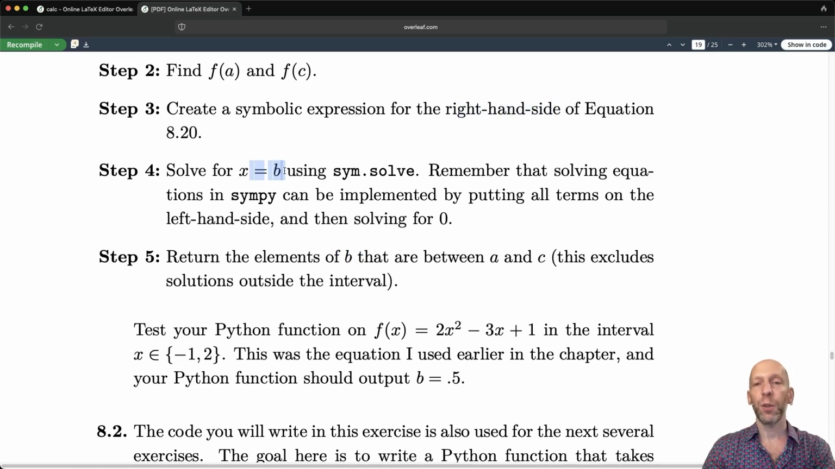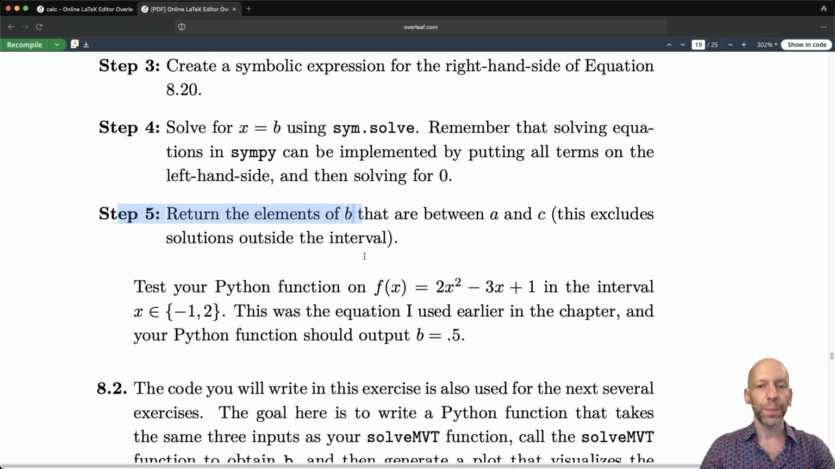But we are not interested in all of these solutions to this equation. We are only interested in the solutions, so values of b that are in between a and c, so within our interval that we are considering for the mean value theorem problem. All right, so do all that, and then the output of your function is those elements of b.